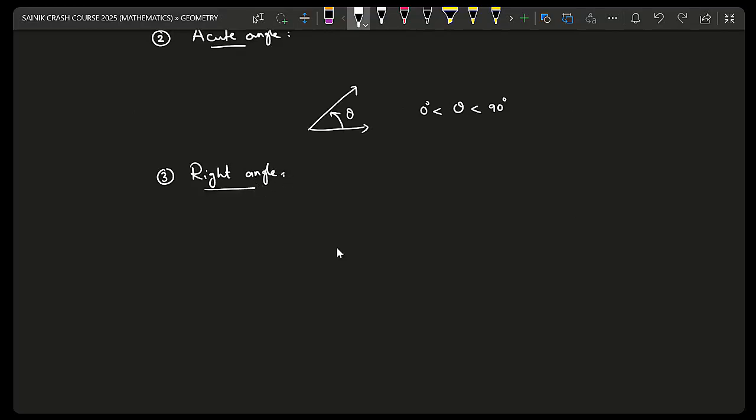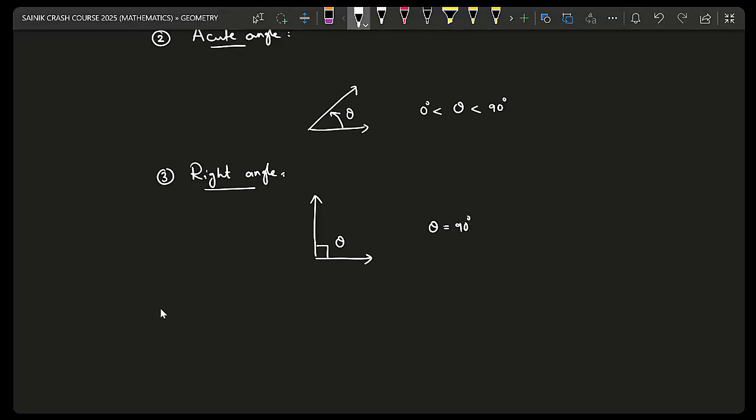What is a right angle? Here is the initial arm and here is the terminal arm, and they're making a right angle. A right angle is denoted by this L-shaped mark. It is the fourth part of the complete angle. So if theta is exactly equal to 90 degrees, we call it a right angle.